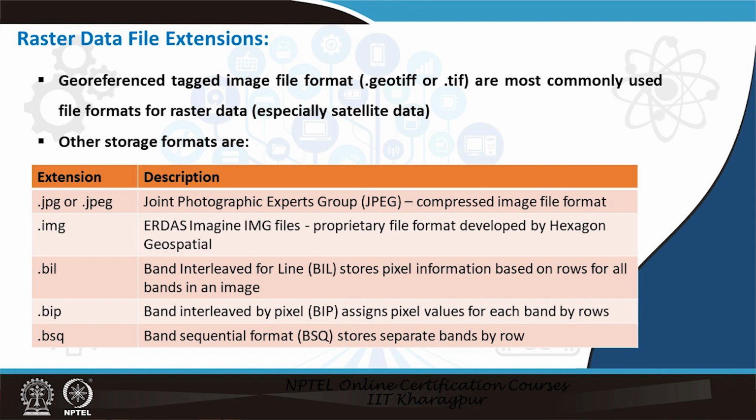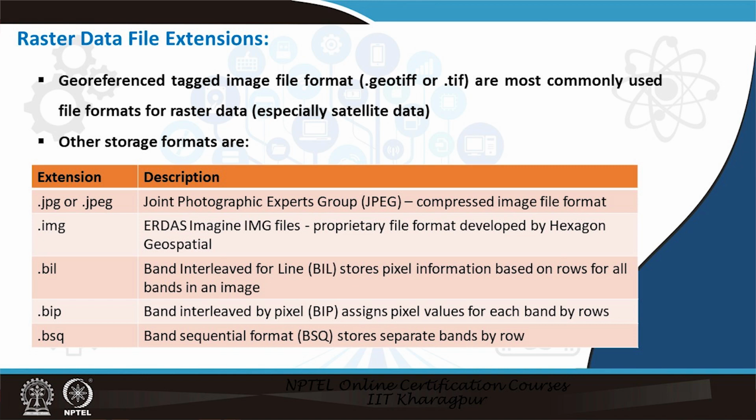Georeferenced tagged image file format, that is GeoTIFF, or famously known as .tiff, is very commonly used as a file format for GIS operations. This also includes satellite data. Other extensions for raster include .jpg, the one which we saw just now, the PDF converted into JPEG. The second one is .img, which is ERDAS Imagine IMG files, a proprietary format of Hexagon Geospatial.